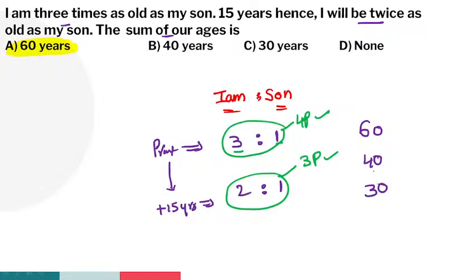What is the second option? 40. 40 is a multiple of 4? Yes. 40 is a multiple of 3? No. So that's why option B is the wrong option, guys, here. And coming to the option 3. What is the option 3? 30. 30 is a multiple of 4? No. So that's why option C also wrong option, guys, here. Option 1 is the right answer. Clear, and all of you?